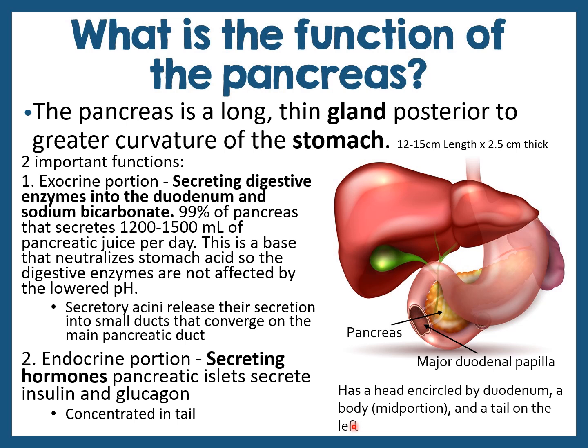So that way the digestive enzymes that are going to be released in the intestines are not affected by the pH. And also, some of the enzymes from the stomach might need to be activated, and that can happen here in the duodenum in the presence of these pancreatic juices. There are also going to be acini cells that release their secretion into small ducts, and eventually those ducts will converge onto the main pancreatic duct.